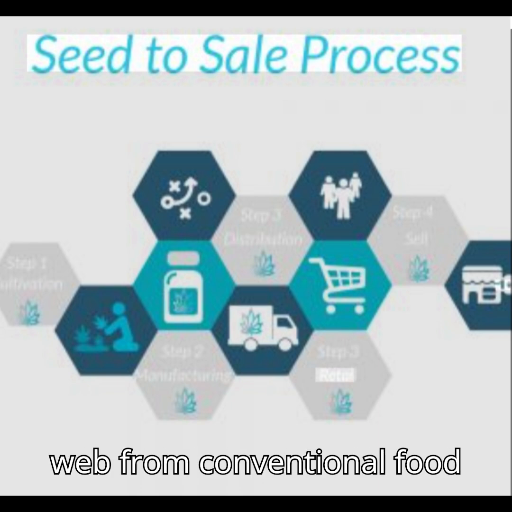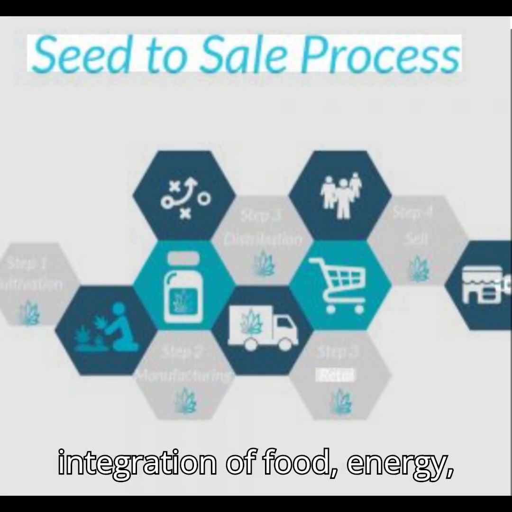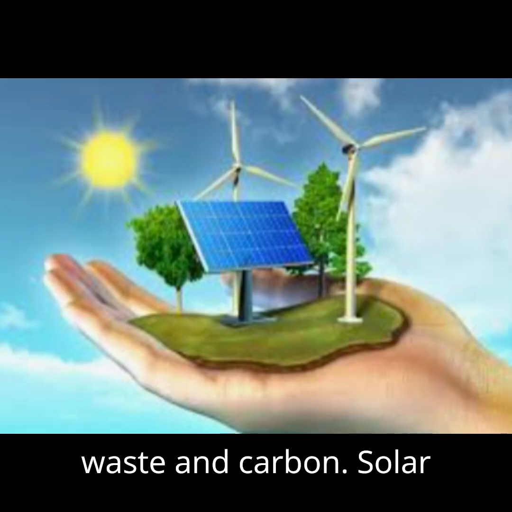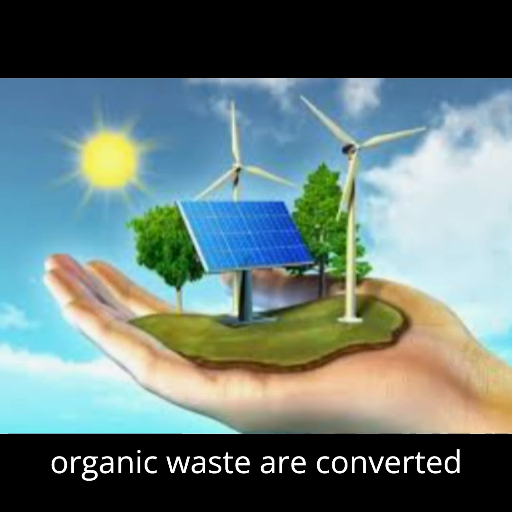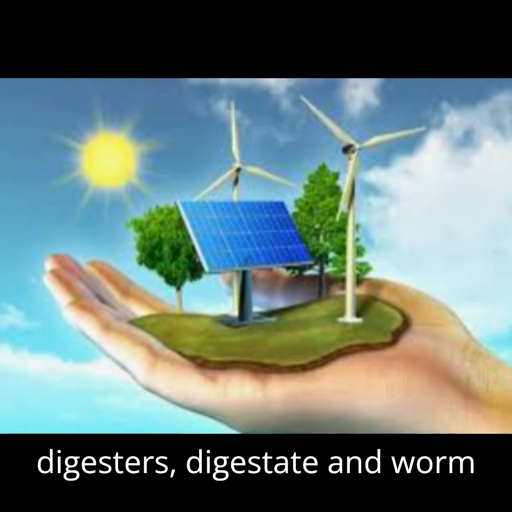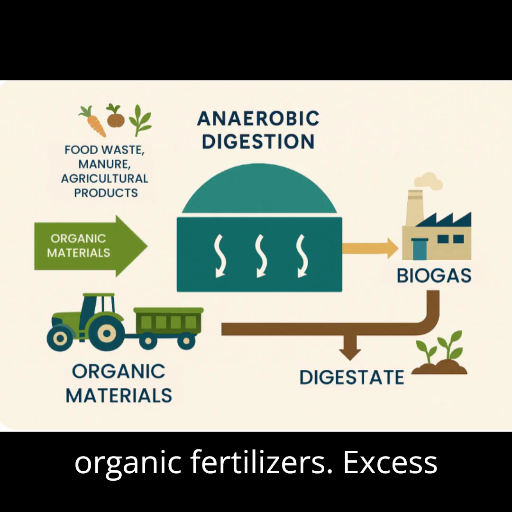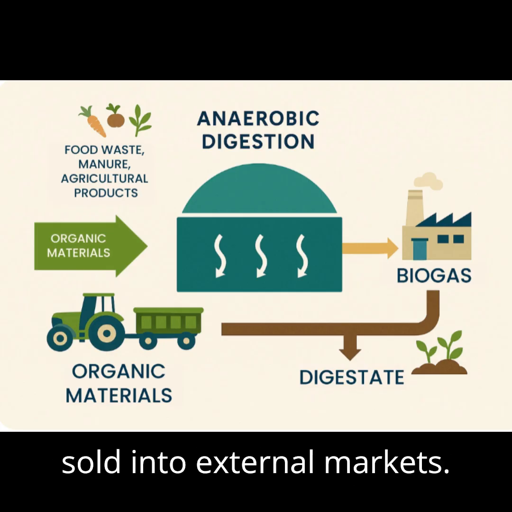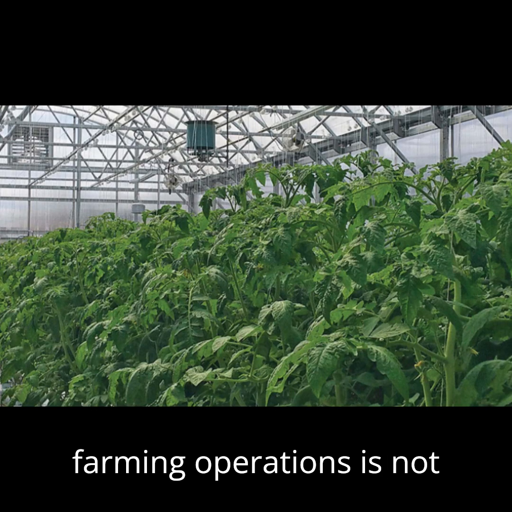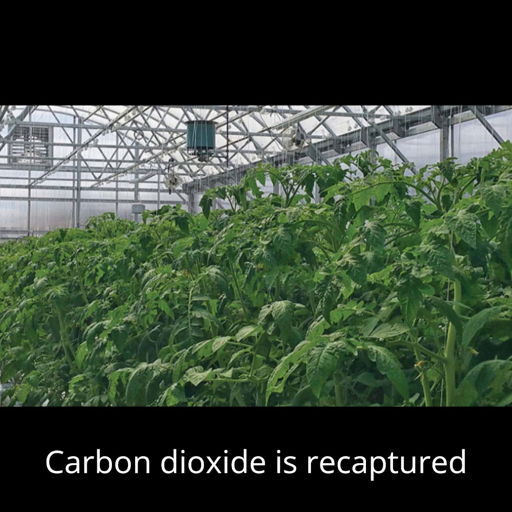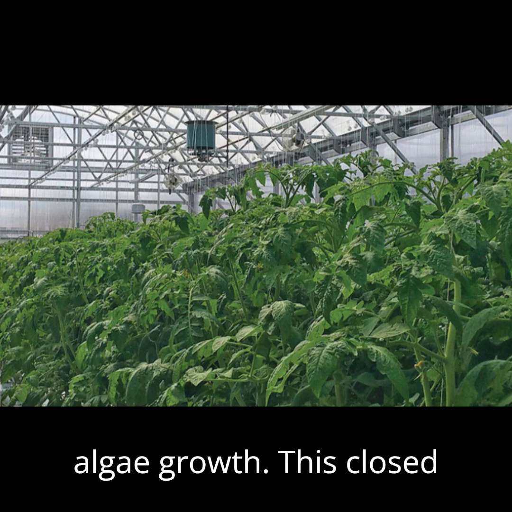What distinguishes the AgriWebb from conventional food systems is its circular integration of food, energy, waste, and carbon. Solar panels generate clean electricity. Biomass and organic waste are converted into biogas through anaerobic digesters. Digestate and worm castings become high-value organic fertilizers. Excess energy and fertilizer are sold into external markets. Carbon dioxide generated in farming operations is not released into the atmosphere. Carbon dioxide is recaptured to enhance greenhouse productivity and stimulate algae growth.